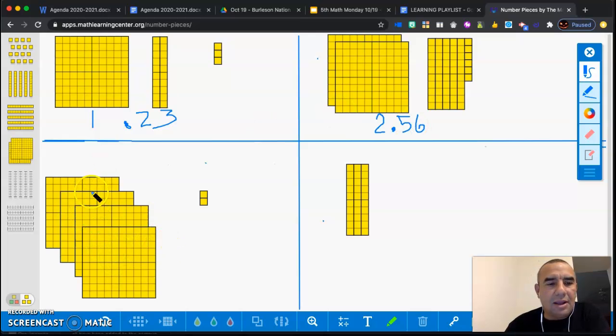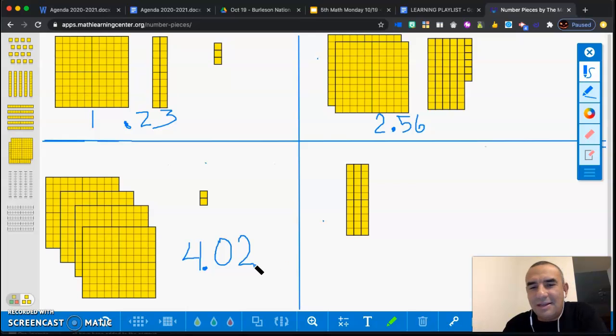Let's look at this one right here. I have 1, 2, 3, 4 wholes. So let me put 4. And how many tenths? I have no tenth. And I have 2/100th. So 4 and 2/100th. Perfect.